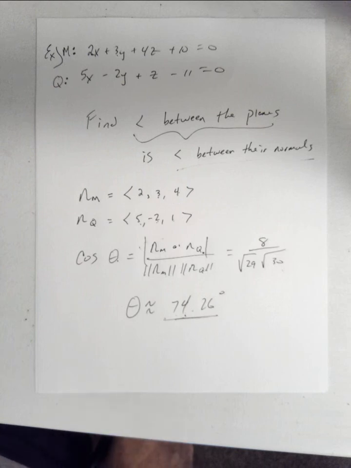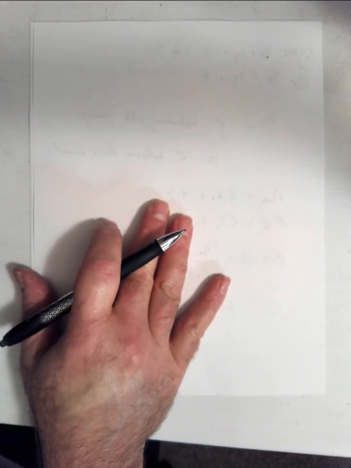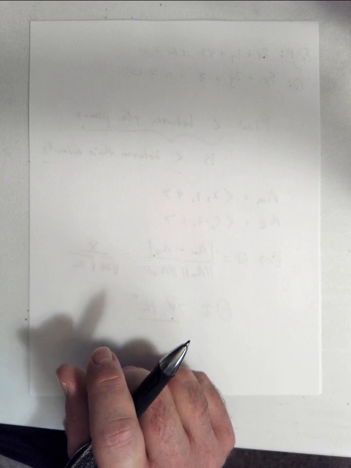Finding the intersection of two planes. Oh, yeah. You guys remember how we did this? So you want to find the line of intersection in parametric form.